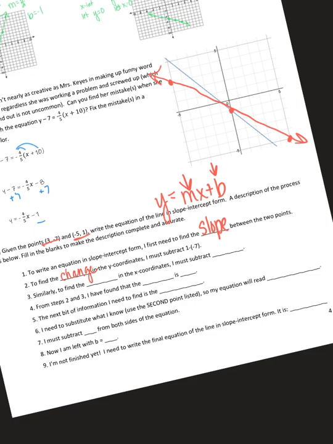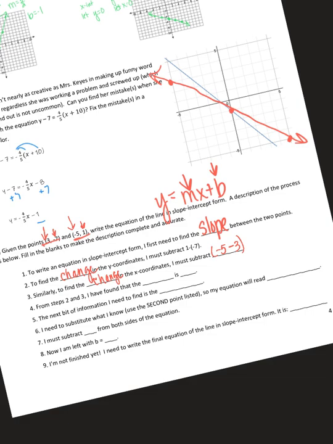Similarly, hopefully we're finding the change in the x-coordinates. I must subtract. Now we have to be very careful. If this slope is starting with 1 minus -7, then we have to go in the same order for the change in x. So we need to start here with -5 minus 3. And it has to be in that order because we have to follow the order that we did for y.